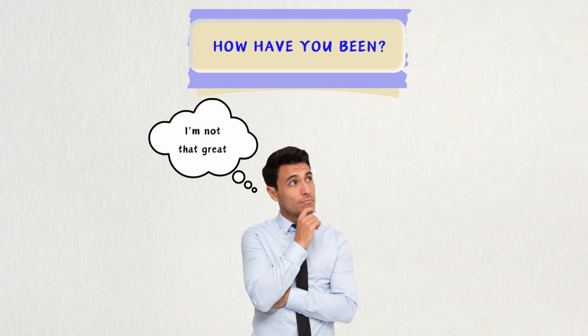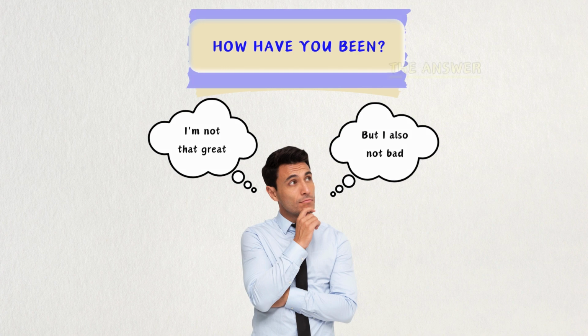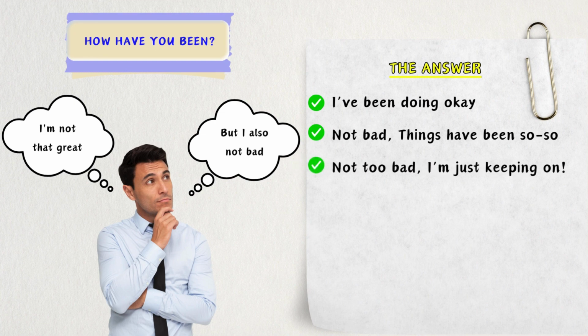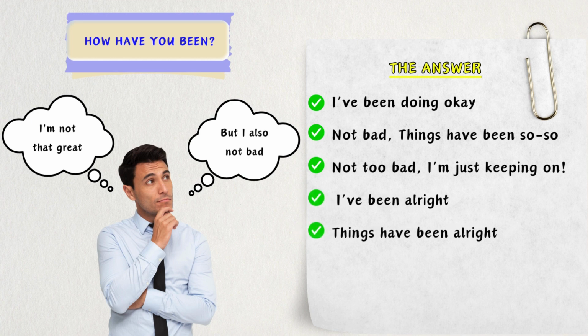When you haven't been great, but you also haven't been doing too terribly either, like not bad. Some other ways to phrase this are, I've been doing okay. Not bad, things have been so-so. Not too bad, I'm just keeping on. I've been all right. Things have been all right. I've had highs and lows, to be fair.